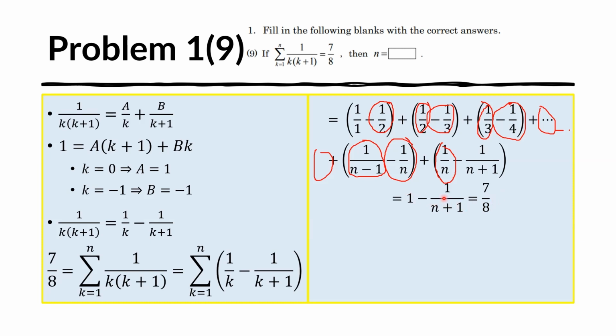Now, we just move this around. So we get 1 over n plus 1. We move 1 over n plus 1 to the other side, and 7/8 to this side. So that becomes 1 minus 7/8, which is just 1/8. Therefore, n plus 1 is just 8. And so n equals 7.